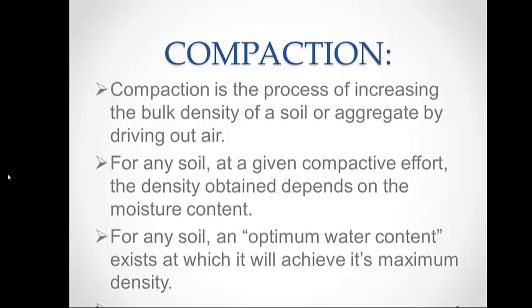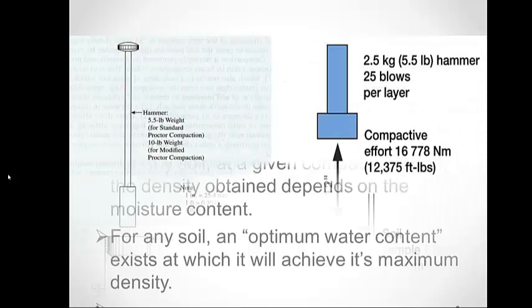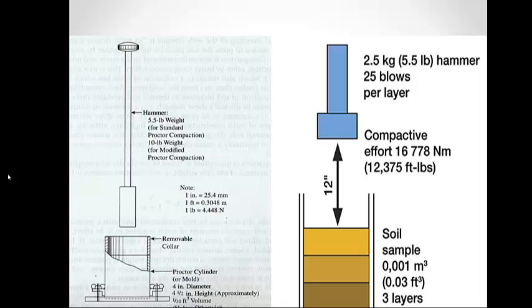Coming to the compaction. Compaction is the process of increasing the bulk density of a soil or aggregate by driving out air. It is an essential test to determine the optimum water content and also the maximum dry density. This line diagram gives you a brief description and also an overview of the compaction apparatus.